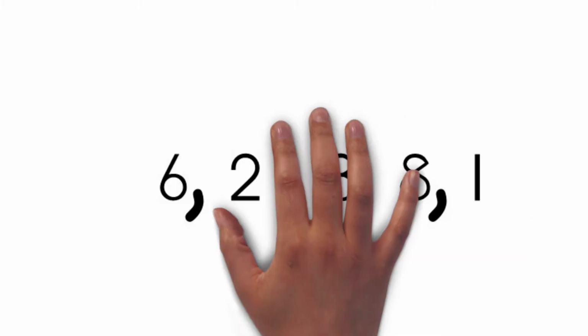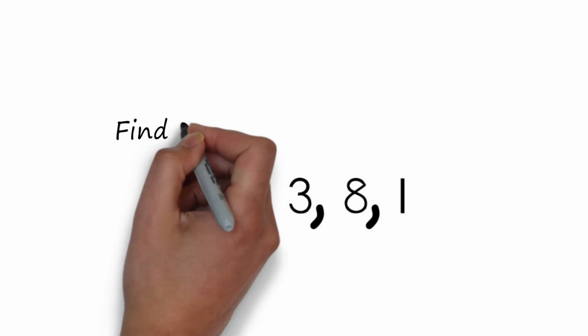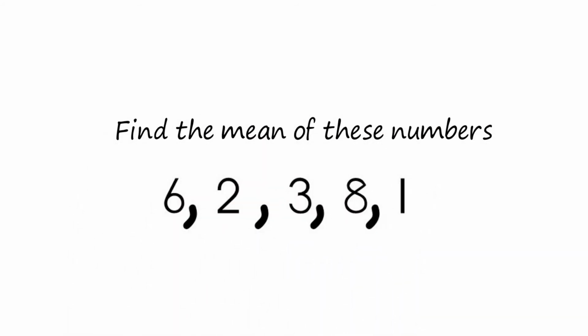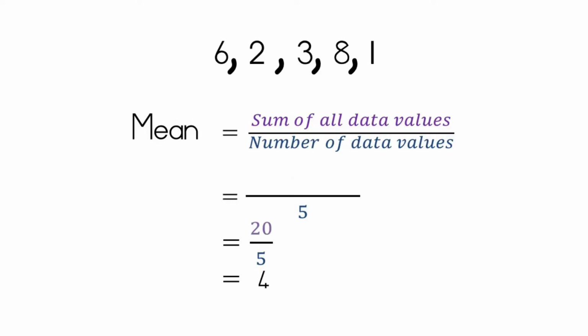Let your learners put the formula to the test by presenting the following example. Ask your learners to find the mean of the numbers 6, 2, 3, 8, and 1. According to the formula, they must add up the sum of the data values 6 plus 2 plus 3 plus 8 plus 1 and divide this by the number of the data values, which is 5. The mean or the average of these numbers is calculated as 4.